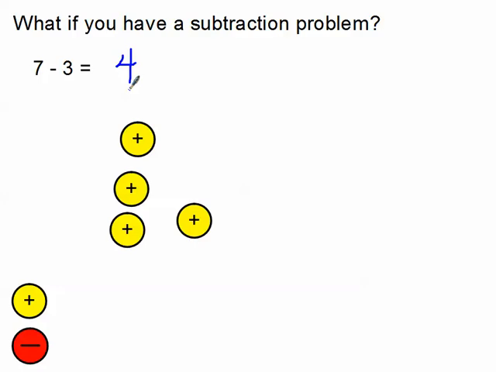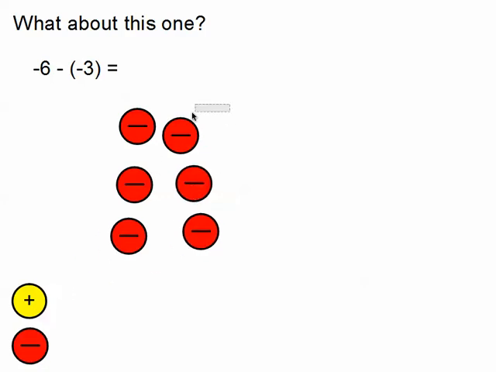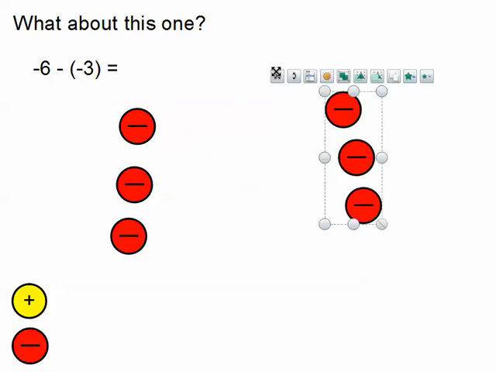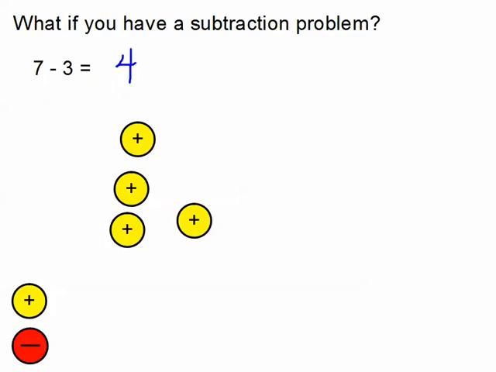Well, that problem really wasn't that tough. It was pretty simple. +7, take away 3 positives, you're left with 4. Same thing goes with this problem. If I've got 6 negatives and I take away 3 of them, I should have 3 left. Well, let's just model it and see. So we've got 6 negatives, and if I take away 3 of them, take them away, and delete them, I'm left with only 3 negatives. So when you have a -6 take away a -3, I have enough negatives that I can actually take away the 3, and it's no big deal. Works just like regular subtraction, whether it be 2 negatives or 2 positives.